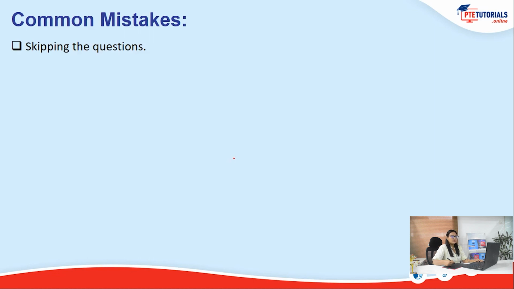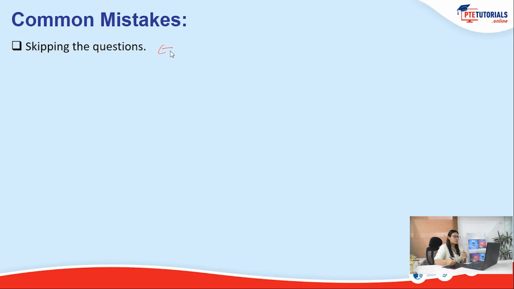There are a few common mistakes which are made by the students while attempting the answer short questions. The major mistake is skipping the question. Even if you don't know the answer, try to avoid skipping the question. There are highest chances that when we skip the question, it will judge our accuracy in terms of listening ability also. So if possible, try to avoid skipping the questions.